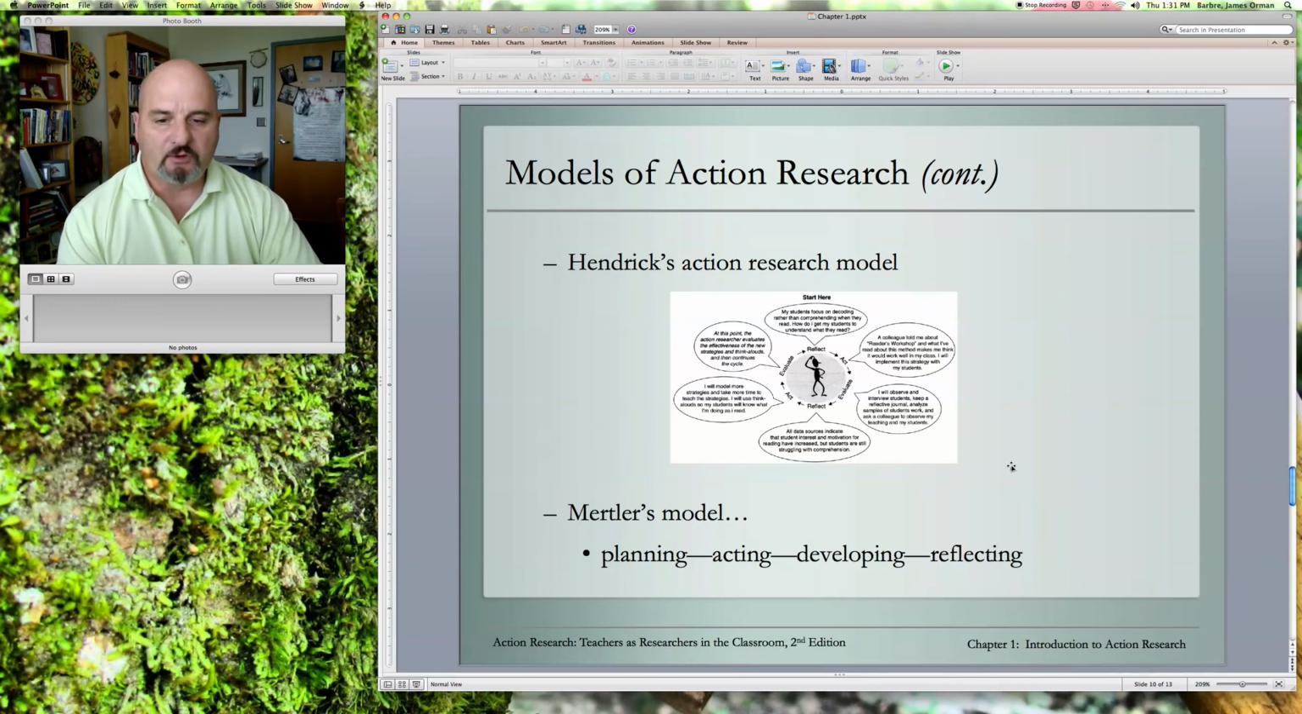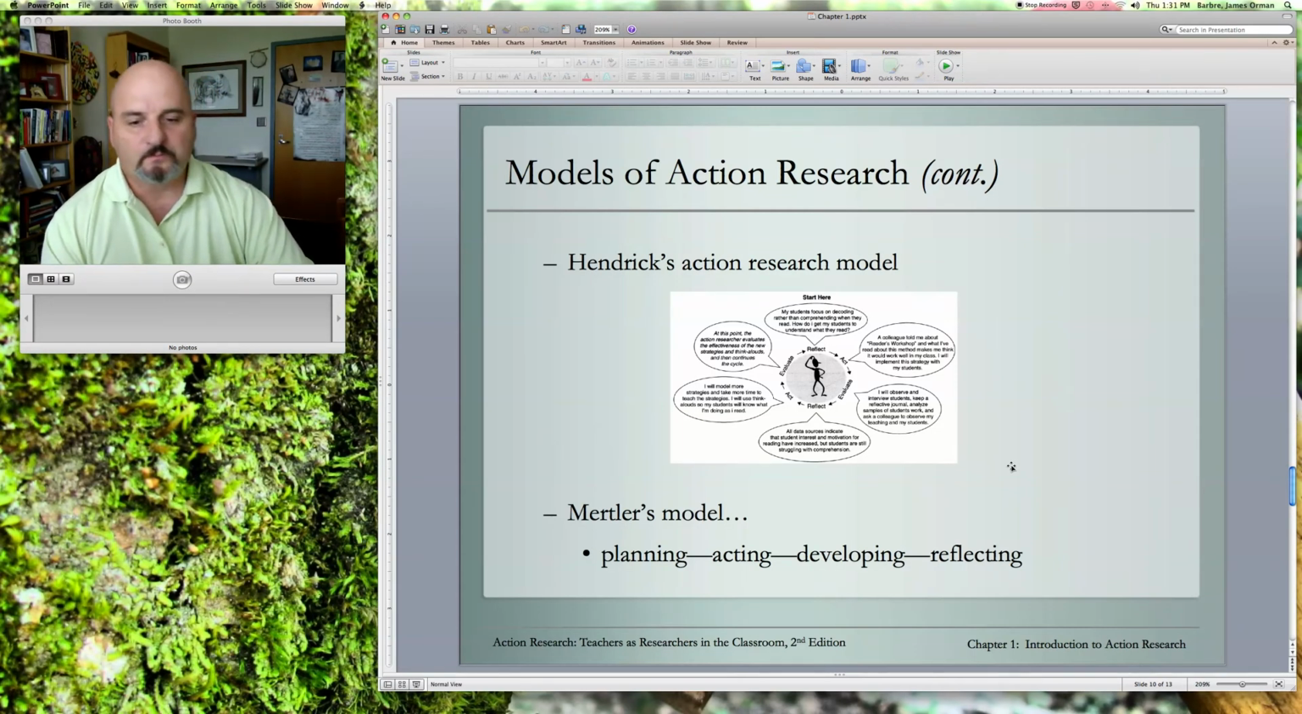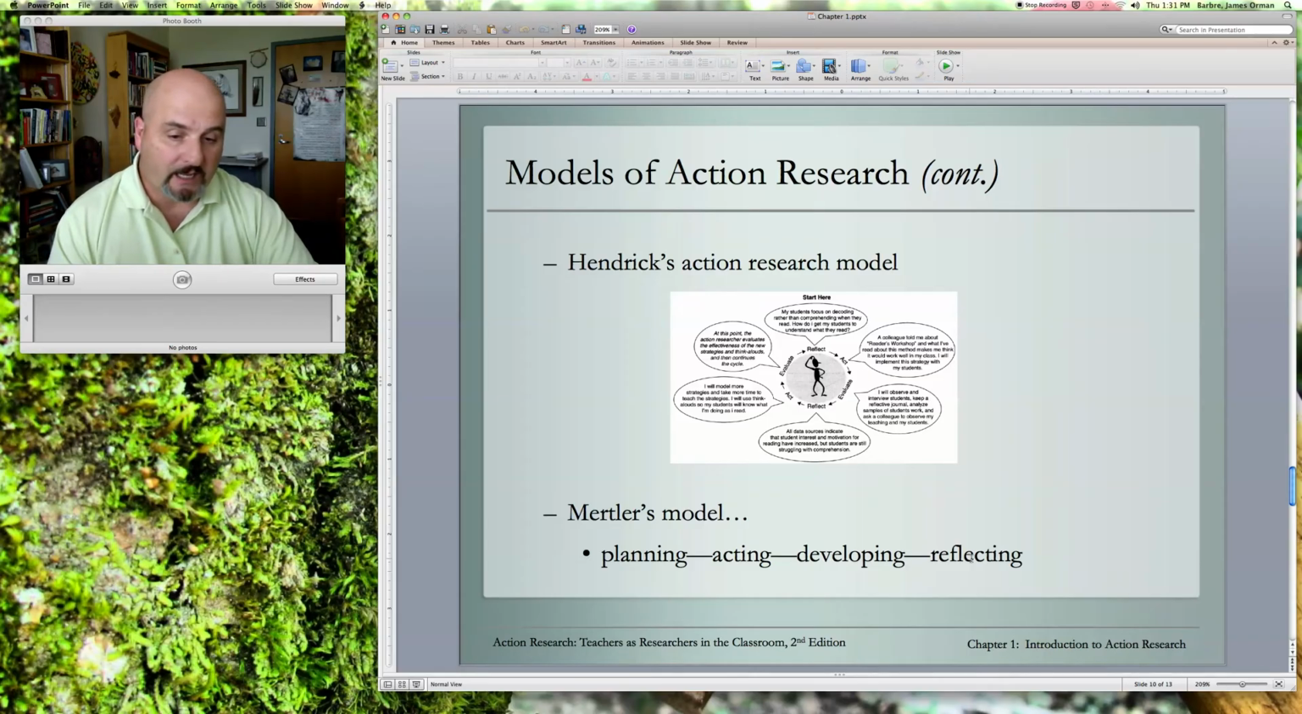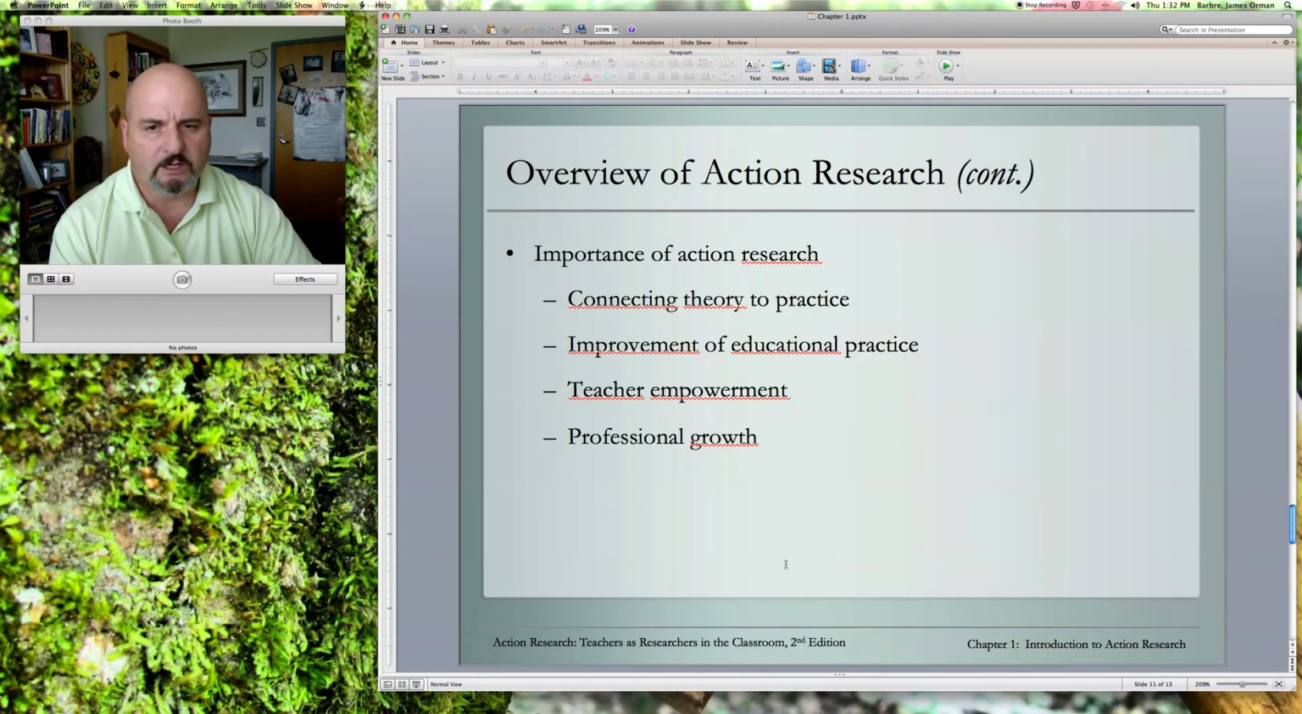If you go all the way to Mertler's model, you have planning, acting, developing, and reflecting. Reflection being a very important part of this. After you reflect, would that then somehow influence the next planning stage? Would a different planning stage influence the next stage of acting or developing, etc.? So that's just a recurring feature I would draw your attention to.